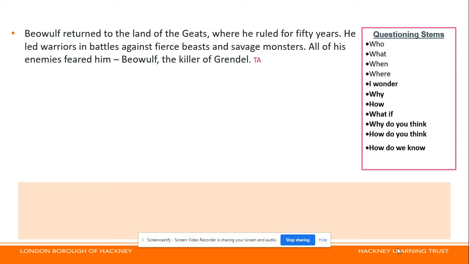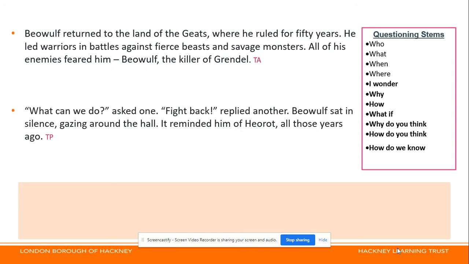Beowulf returned to the lands of the Geats, where he ruled for 50 years. He led warriors in battles against fierce beasts and savage monsters. All of his enemies feared him, Beowulf, the killer of Grendel. "What can we do?" asked one. "Fight back," replied another. Beowulf sat in silence, gazing around the hall. It reminded him of Hera all those years ago.